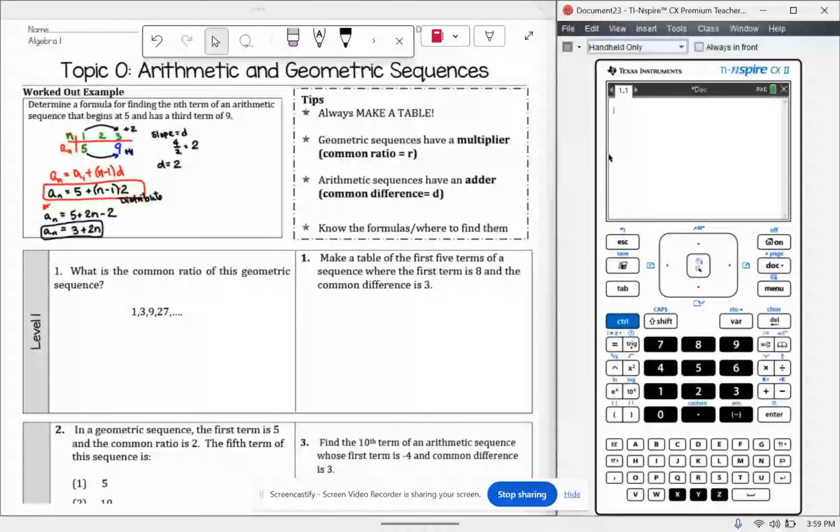Topic O is sequences. So pause the video, read through the worked out example and the tips, and then we'll meet back together in a few minutes, okay?